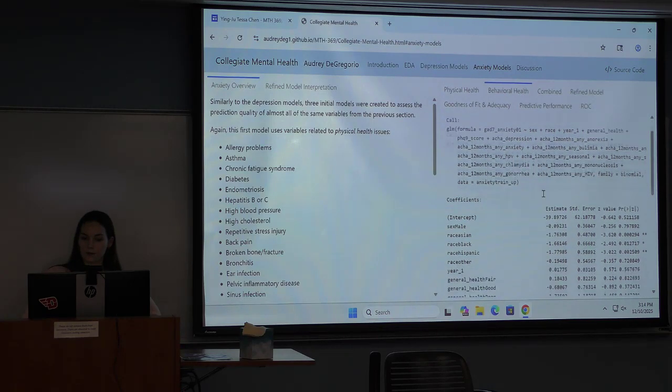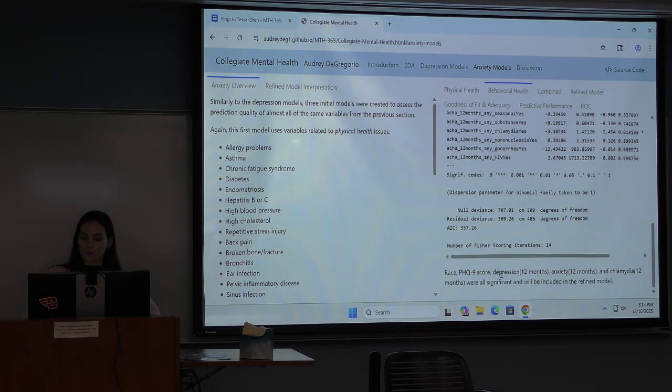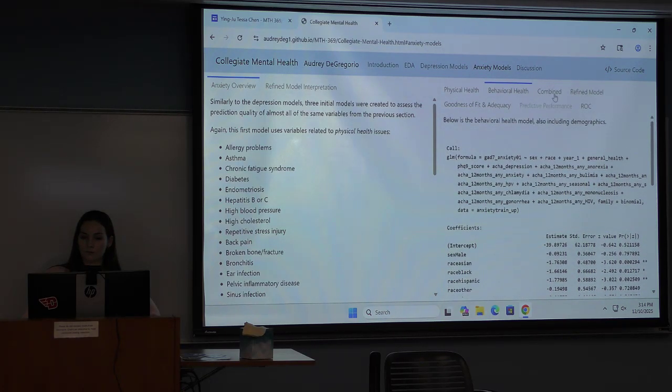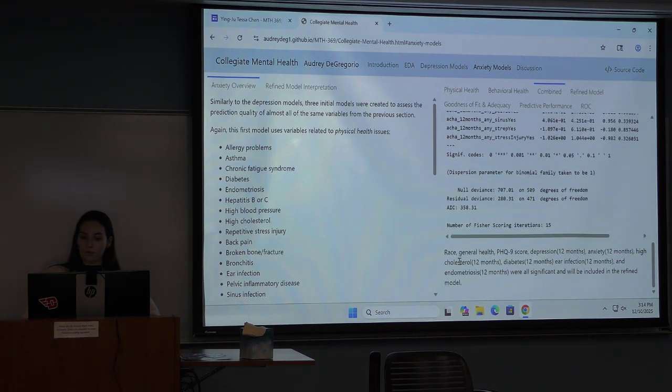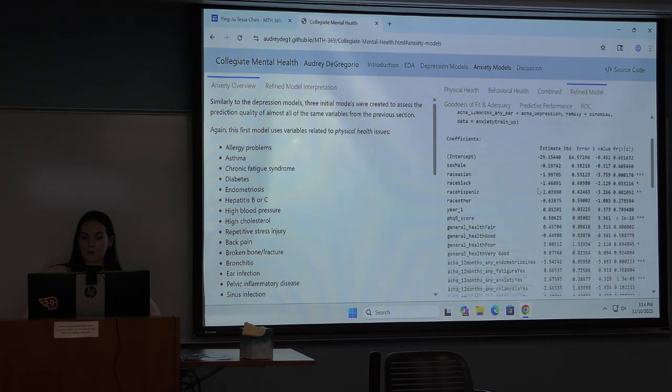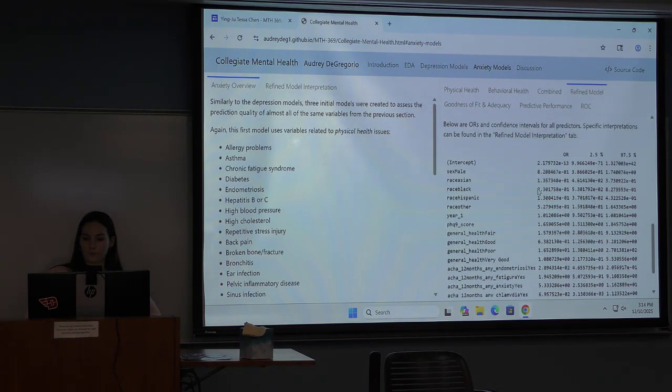And then race, PHQ-9, depression, anxiety, and chlamydia prevalent for behavioral health. And then in the combined, race, general health, PHQ-9, depression, anxiety, high cholesterol, diabetes, ear infection, and endometriosis. So we have all of those in our refined model.